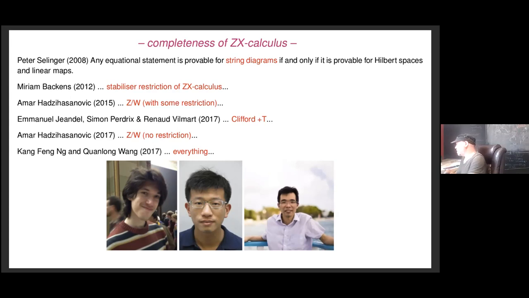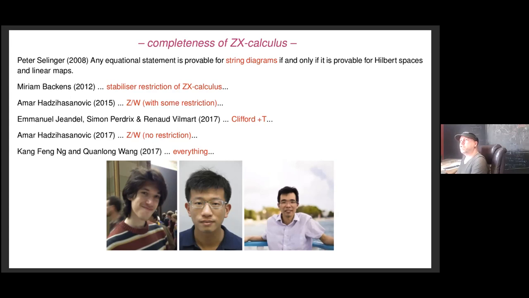But it was not at all towards everything. Now, the ZX calculus has the property of being universal, which means I can write every matrix as a ZX diagram. So if we can get completeness for ZX calculus, which is a universal language, then we know that every equation you can establish with matrices, you can also do with diagrams.